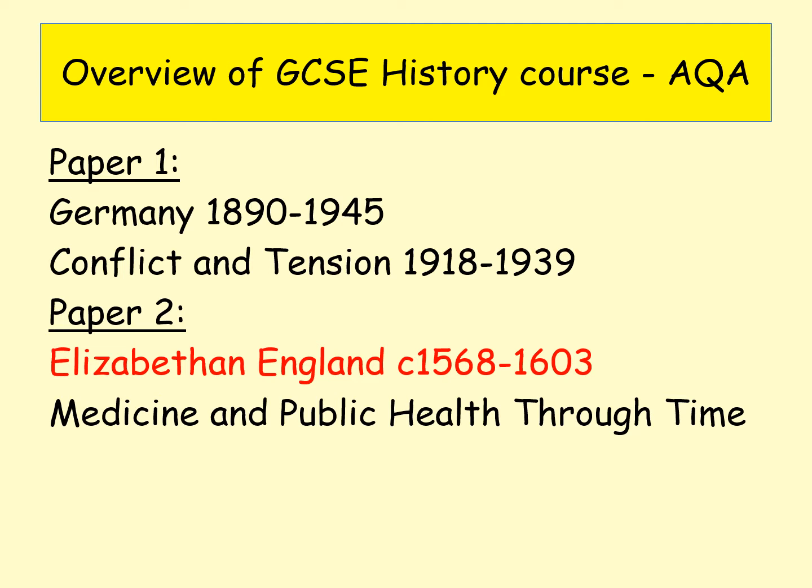The topic that we're moving on to next, this one in red, is Elizabethan England, 1568 to 1603. This topic covers lots of information about Elizabethan England and about the rule of Queen Elizabeth I. We'll look at Elizabethan politics, we'll look at life in Elizabethan times, we'll focus on things like the Globe Theatre and Shakespeare, and whether it was a golden age for England, and we'll also be looking at foreign policy, with a particular focus on the Spanish Armada as well. So it's a really interesting unit.